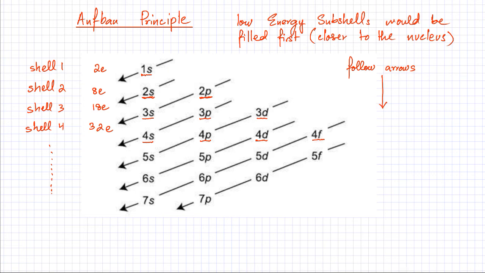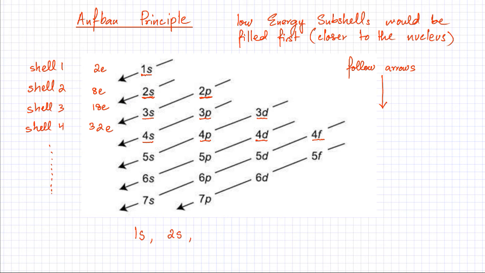So if you look at this, the first arrow is this one. If I follow this arrow, there's a 1s subshell. That 1s subshell would be filled first. That would be the one that would be closest to the nucleus, and electrons are going to occupy that particular subshell first. Then start following the second arrow. That has a 2s subshell. Once the 1s subshell is filled, you're going to fill the 2s subshell.